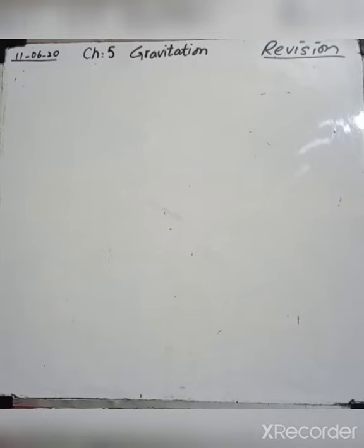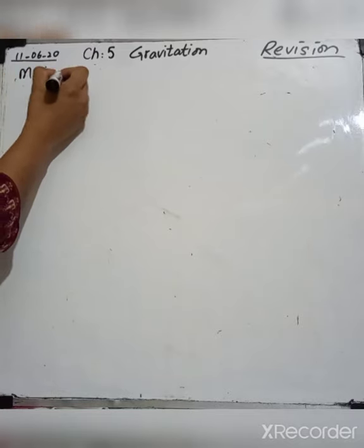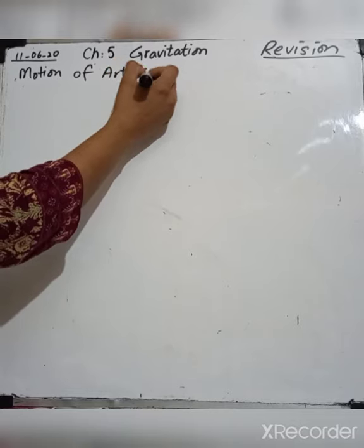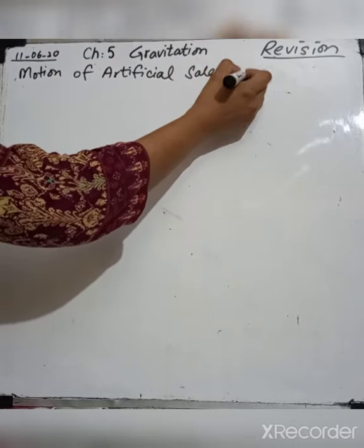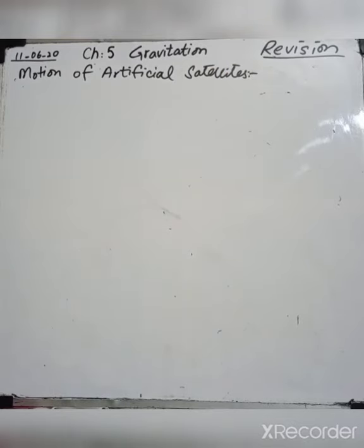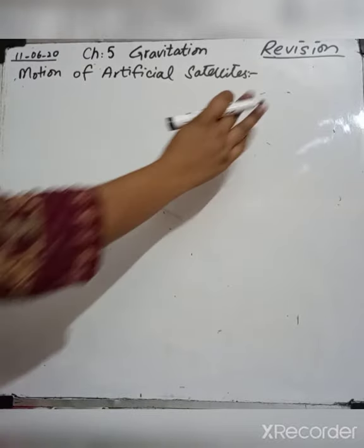Today we have to revise the last topic of chapter number 5, that is motion of artificial satellites. Here we have to just find out our formula for the orbital speed of these satellites.